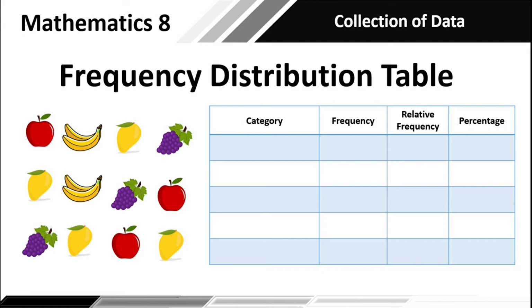The first thing that we need to do is to create a 4-column table. On the first column, the heading would be named category, the second will be named frequency, the third one will be named relative frequency, and the last column will be named percentage. In the column of category, we will just write down all the names of the fruits that we can see. We have bananas, grapes, apple, and mangoes. That's all for the column of category.